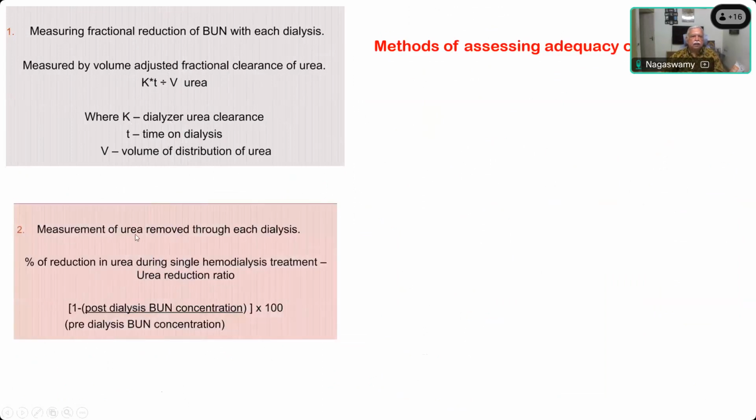And the measurement of urea removed through each dialysis can also be calculated by the percentage reduction in urea during a single hemodialysis treatment, the urea reduction ratio. The formula for that is 1 minus post-dialysis urea concentration divided by pre-dialysis urea concentration. This you multiply by 100, you will get the percentage reduction. So either of the methods can be used to assess the adequacy of dialysis.